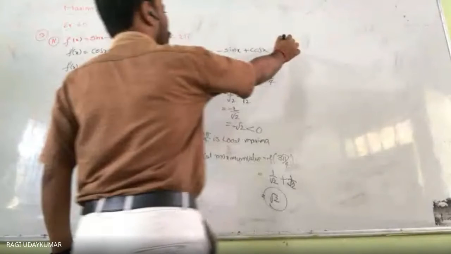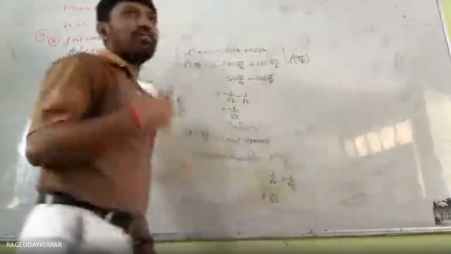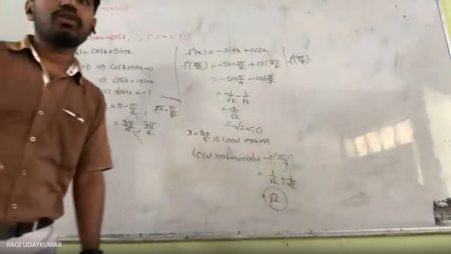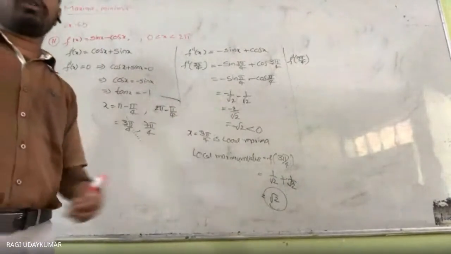Same way you can do f double dash of 7 pi by 4. Substitute 7 pi by 4, and see what value you are going to get. Can you do that part?